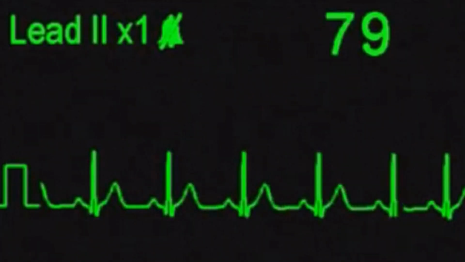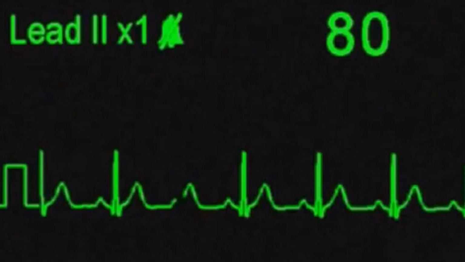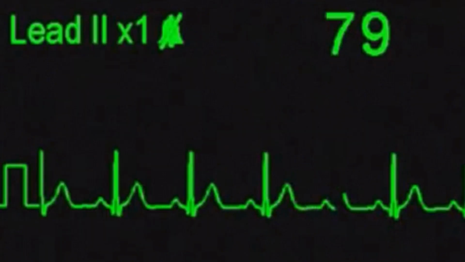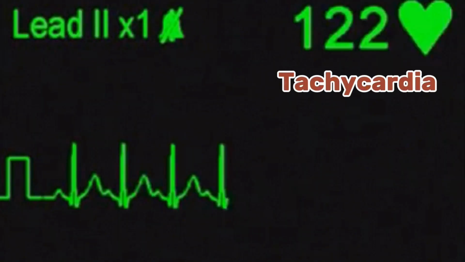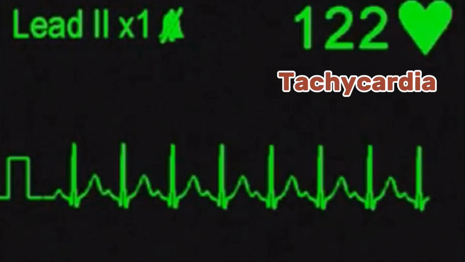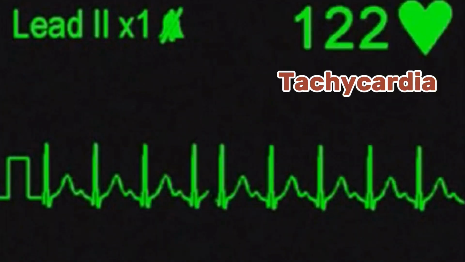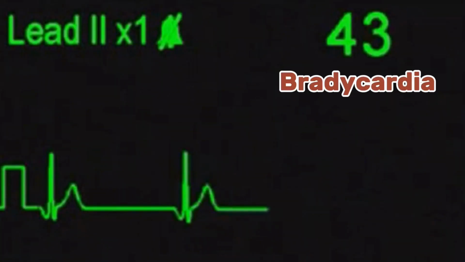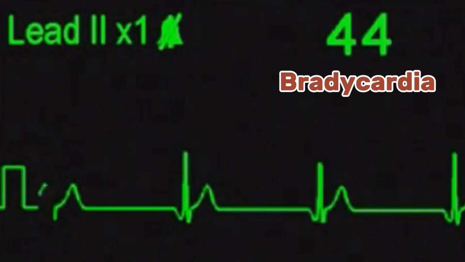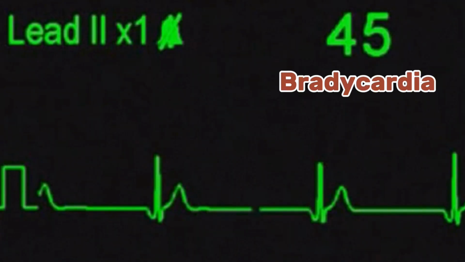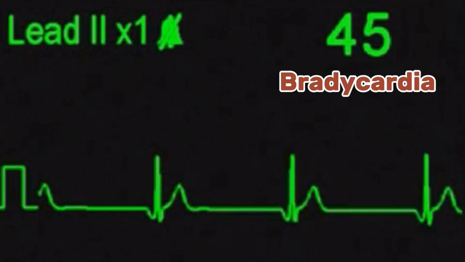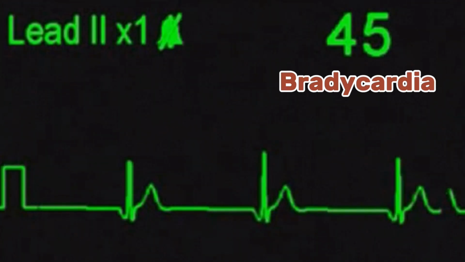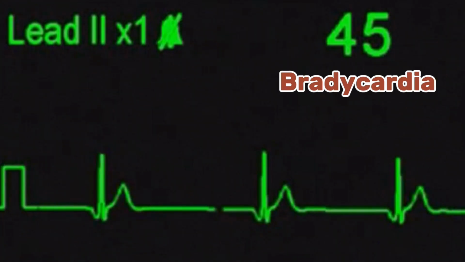But what if our heartbeat becomes irregular? This condition is known as arrhythmia, and there are 2 main types of arrhythmia. First is tachycardia, where the heart beats too fast and can lead to blood clots, also increasing the risk of stroke. Second is bradycardia, which occurs when the heart beats too slowly, potentially leading to insufficient oxygen supply to the brain and body, causing fatigue and also dizziness.